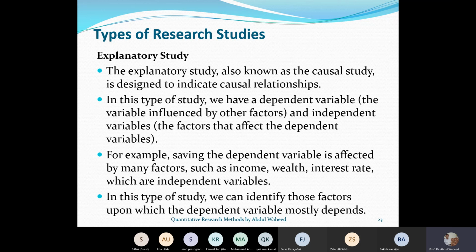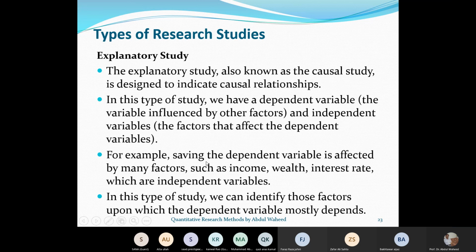The research study that you will conduct for this course will be an explanatory study. And that's why we were discussing yesterday. You have to think about a research study where you can establish some causal relationship. That's why I was saying that you have to think about any two macroeconomic variables and then try to find out the relationship between these two variables and then include some other variables. This is the example.